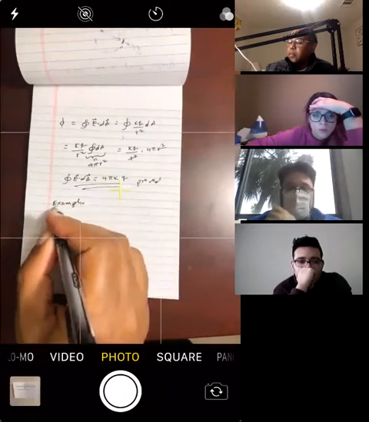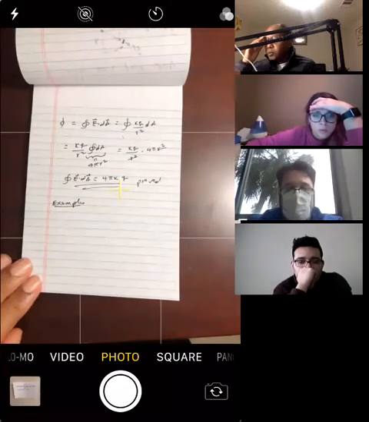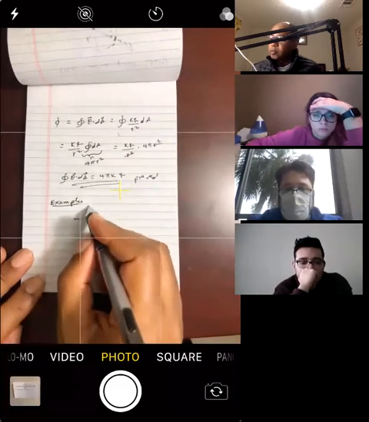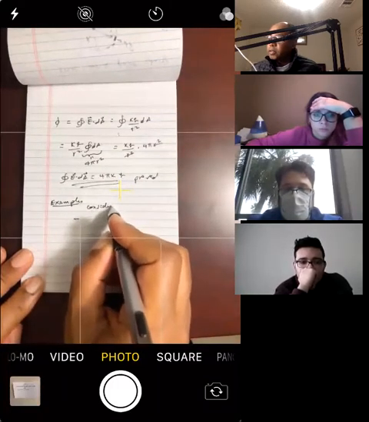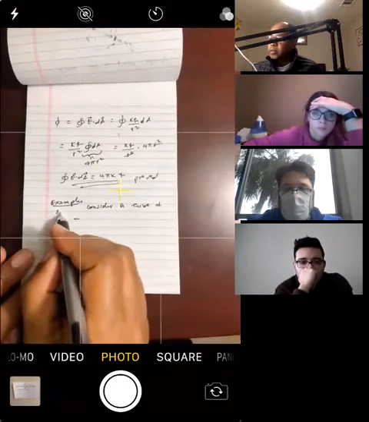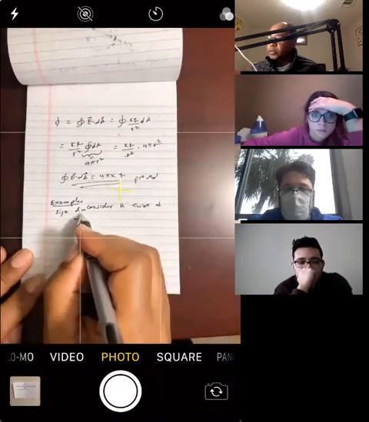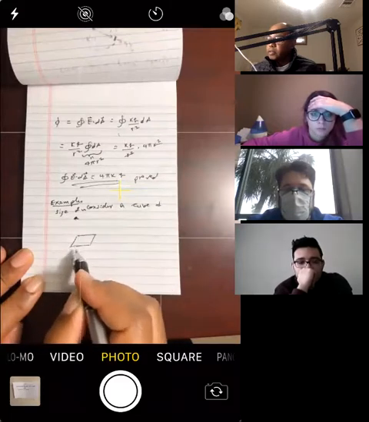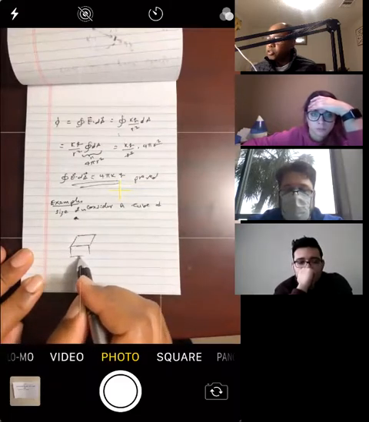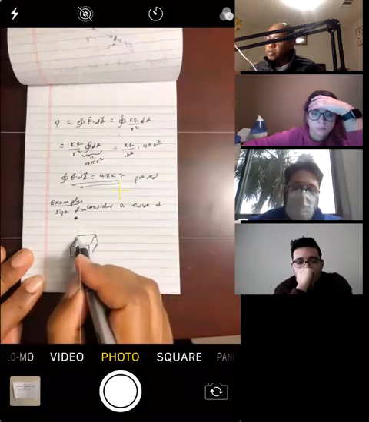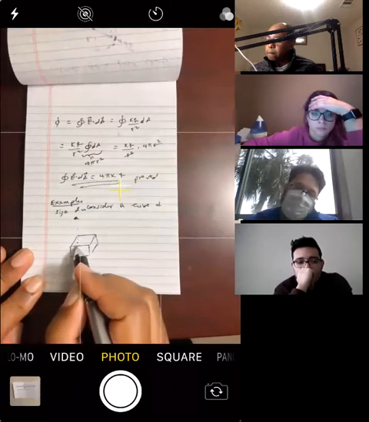Let's look at some examples. Consider a cube of size 2 meters. So we have this cube over here, and each side is 2 meters. And let's say this is my coordinate system over here.